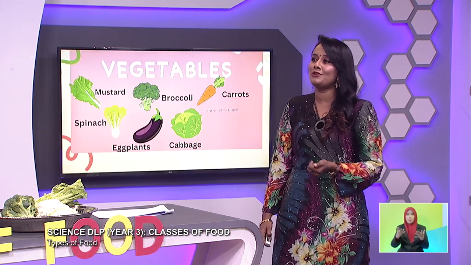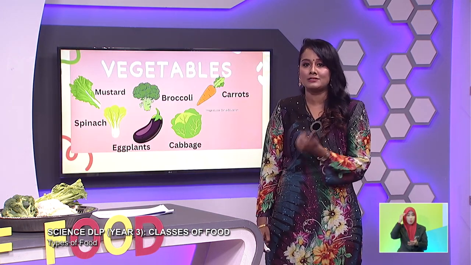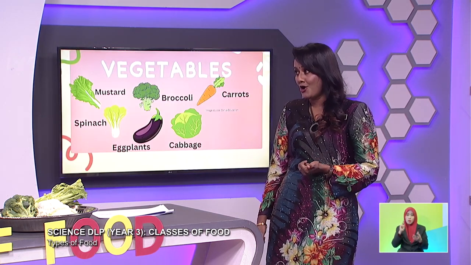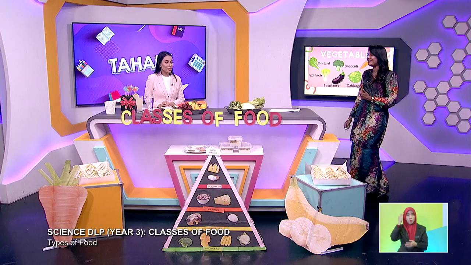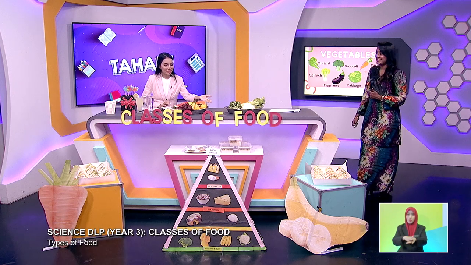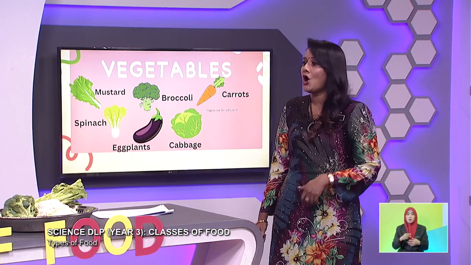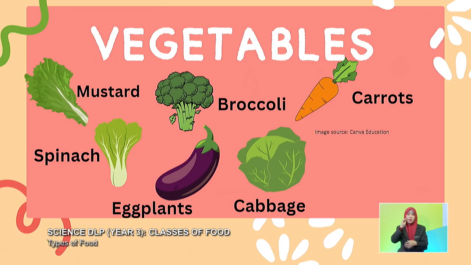And then we know about vegetables. There are many types of vegetables. Maybe you know some of them. We already prepared samples on the table here, in front. What are those, teacher Dewi? We have mustard, spinach, eggplants, cabbage, broccoli, carrots, and so on.